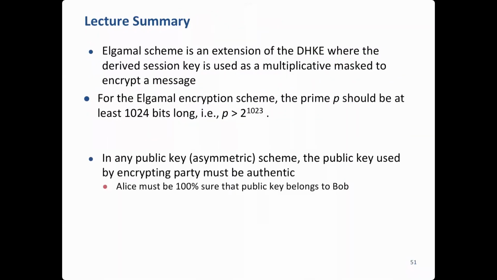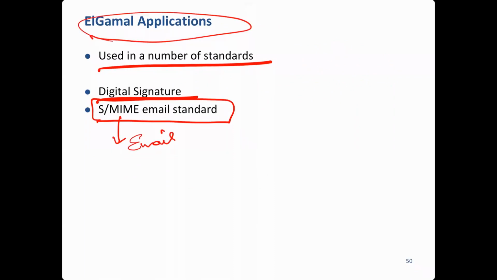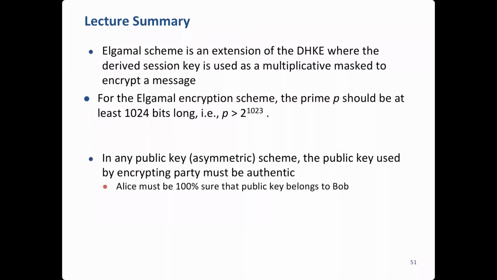ElGamal is used in a large number of standards. It's used in digital signatures, which we'll study later, and in email encryption. We also use it in S/MIME, which you use for email. To summarize, the ElGamal scheme is an extension of DHKE, the Diffie-Hellman key exchange algorithm. The only thing is that P has to be very large here.